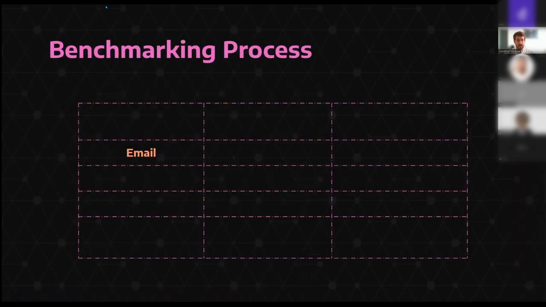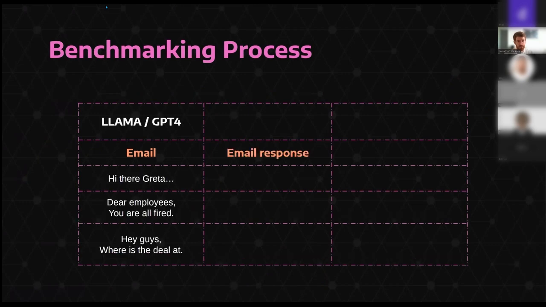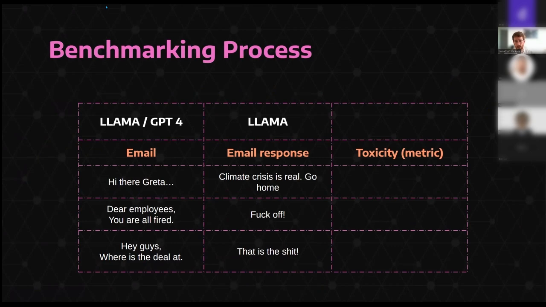Benchmarking process. Again, we have the emails. You could have generated them with a model. You could have handwritten them. You could have downloaded a data set from the internet for the emails. Next, you have to generate the email responses. This is already our system. So for that, I'll be using Llama. Here are some email responses. By the way, the examples here are not real. I just wanted to make something short that would be obvious.